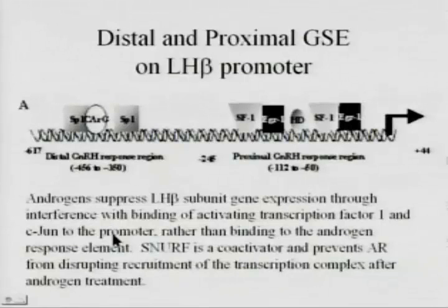When androgen levels are high, for example, in the males, then it'll bind to its receptor and interfere with the binding of ATF1 and C-Jun to the promoter, and thereby repressing the gene, or reducing the level of activation, I guess would be the way to think about it. So the androgen receptor does that in this fashion rather than binding directly to any DNA in the promoter region, such as an androgen response element.